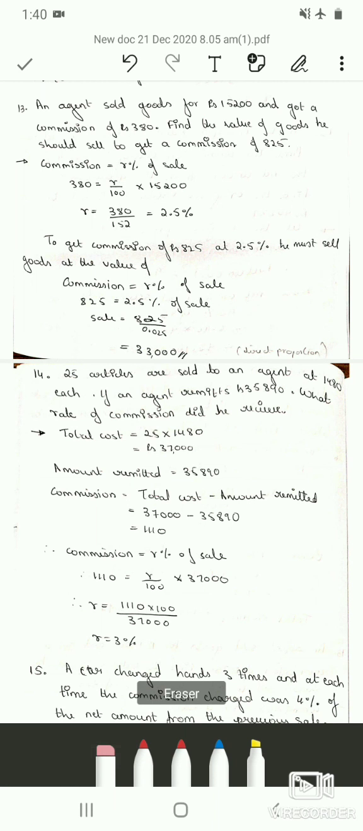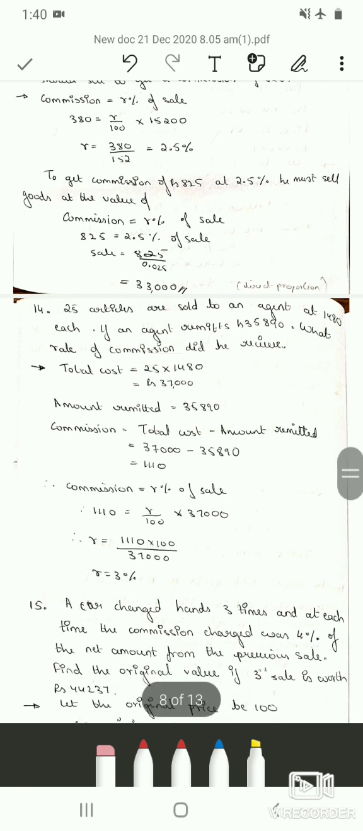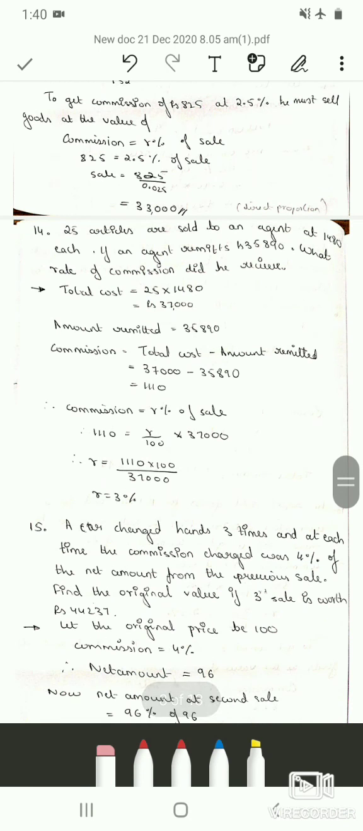So the next question is the 14th one. 25 articles are sold to an agent at 1,480 each. If the agent remits rupees 35,890, what rate of commission did he receive? So here we have to find out the rate of commission.